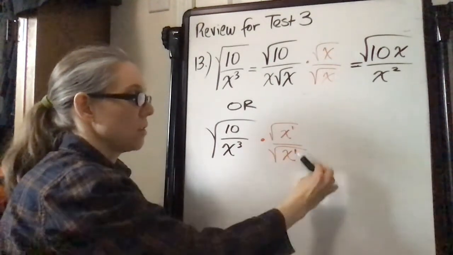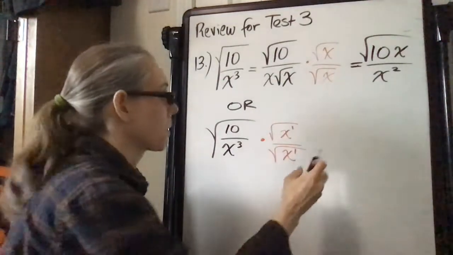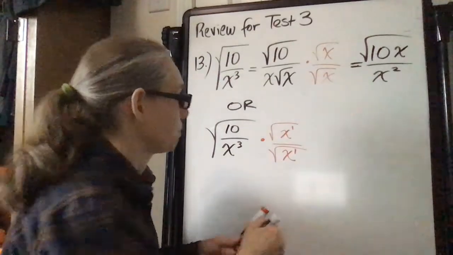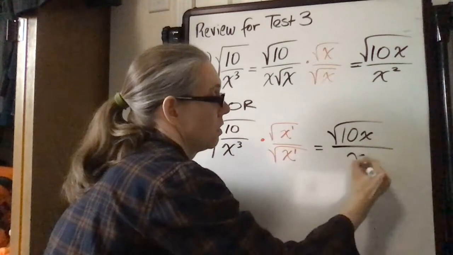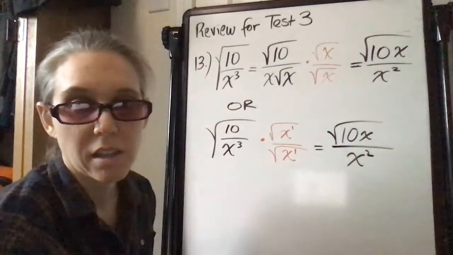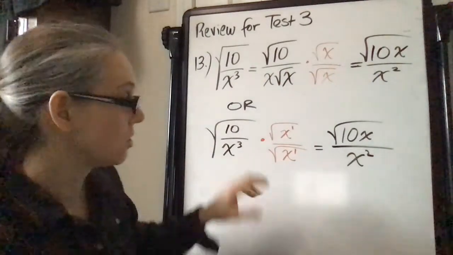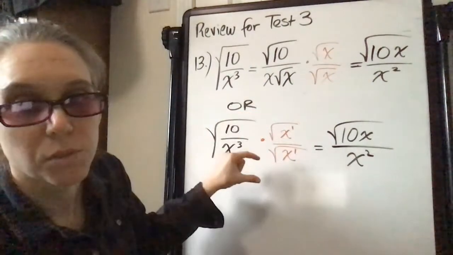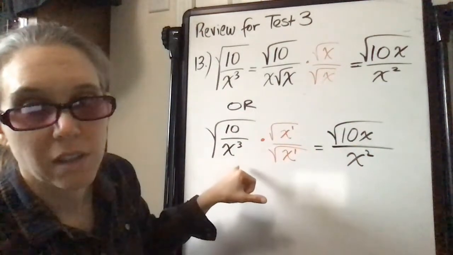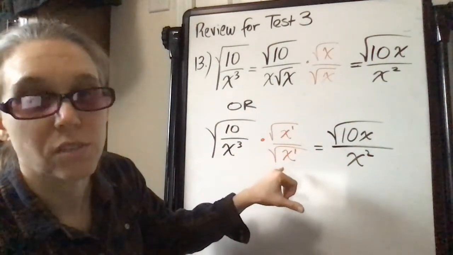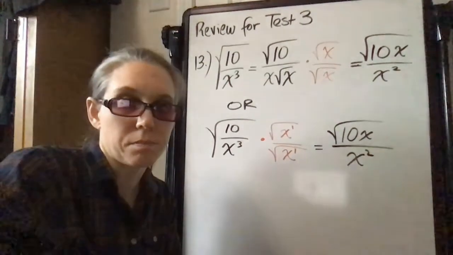You do not need to put these first power exponents there. I just did that for effect. So then this simplifies to the square root of 10x over x squared, and you're done. So you could do it this way, and that would be the only work you would show, is just show multiplying by root x over root x, and then you automatically have your answer, because x cubed times x to the first is x to the fourth, and the square root of x to the fourth is x squared.